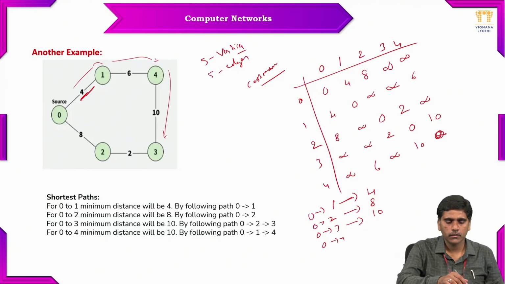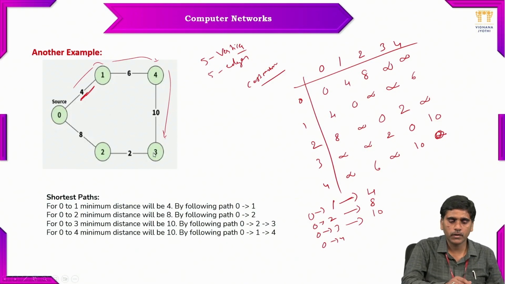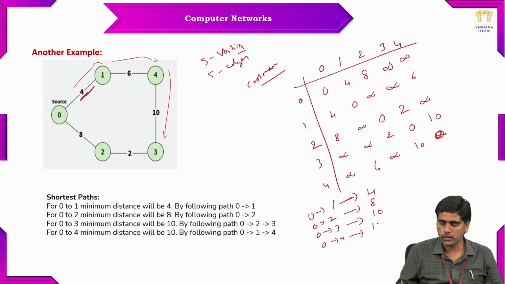And similarly for 0 to 4. To reach 4, what is the smallest distance? If you go 0 to 2, 2 to 3, 3 to 4: 8 plus 2, 10, 10 plus 10, 20. So reaching 4 through 2 and 3, the distance is 20. But if you go 0 to 1, 1 to 4, the distance is 4 plus 6, 10.